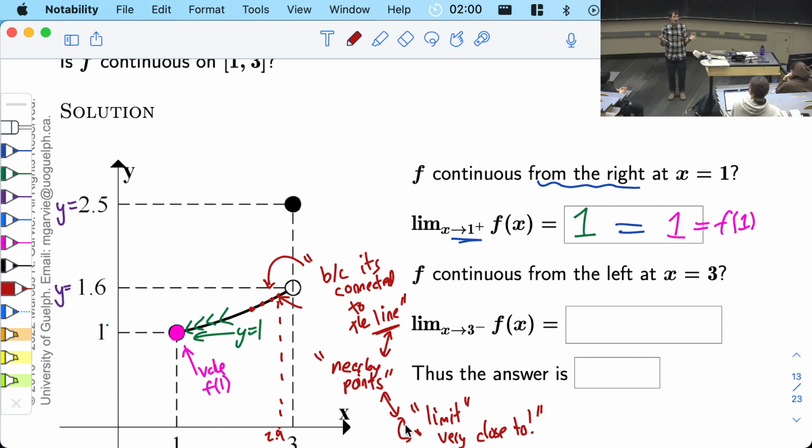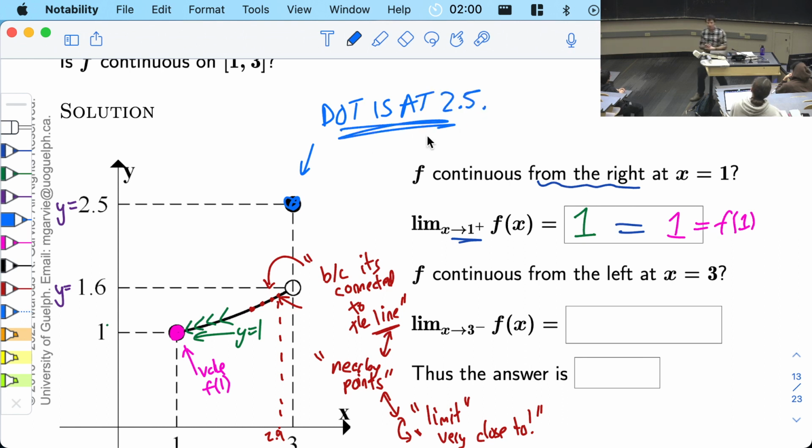Here, I'll say why you should pick 2.5. It's very obvious why you should pick 2.5, because that's where the dot is. The dot is at 2.5, right? That's the reason you would think 2.5 is the right answer. Perhaps it has been sort of spoiled by this discussion.